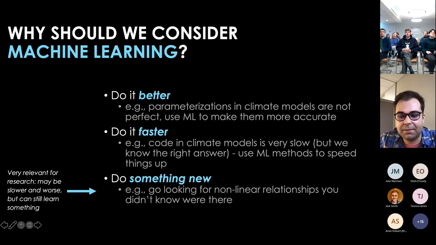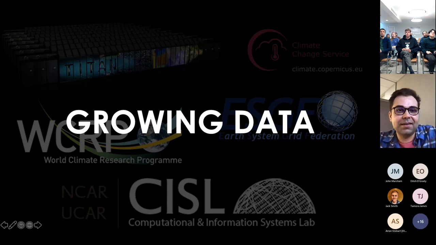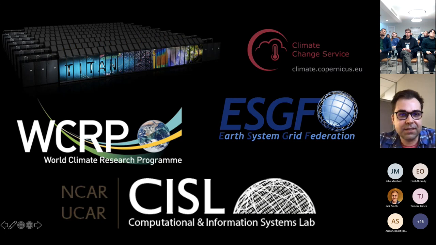And to add more motivation for why we should use machine learning, as many of you know, we have a growing amount of data. We're at a point where, I don't want to say too much data, but in a sense there's too much data and not enough people to analyze it all. Machine learning is really good at finding patterns in data. So we can leverage all of these data archives that we have in atmospheric sciences and use these techniques to hopefully learn something new.